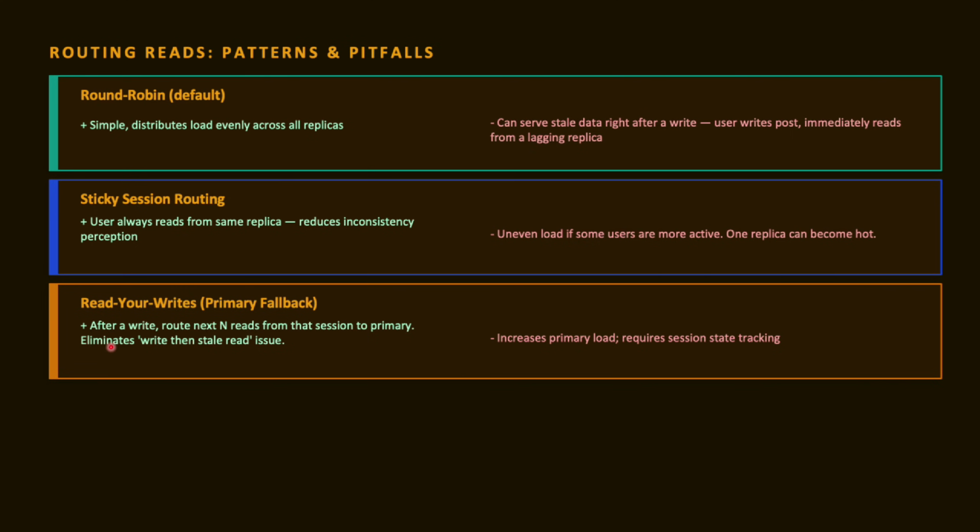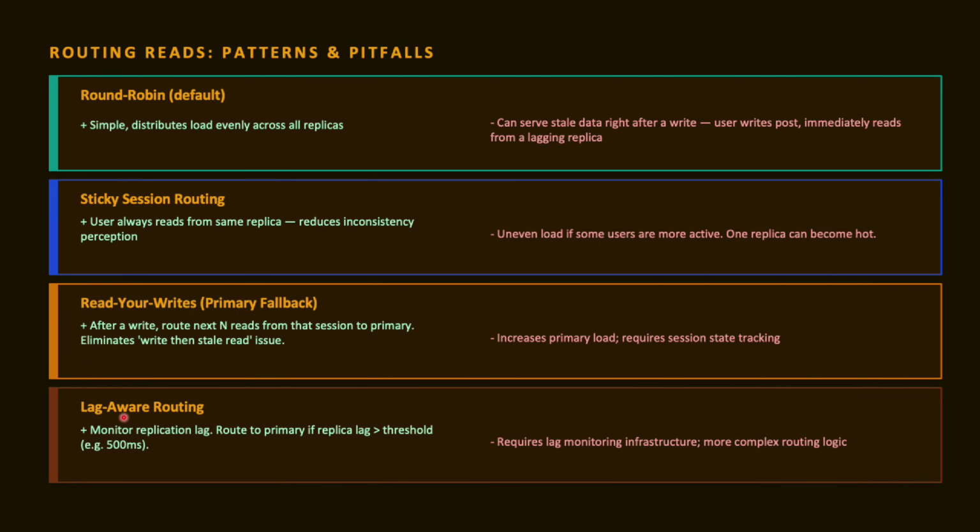And then the fourth pattern that we have is lag aware routing. You can monitor the replication lag of each replica in real time, and if a replica is lagging by more than, let's say, 500 milliseconds, stop routing to it until it catches up. This requires more infrastructure but gives you dynamic fallback behavior.